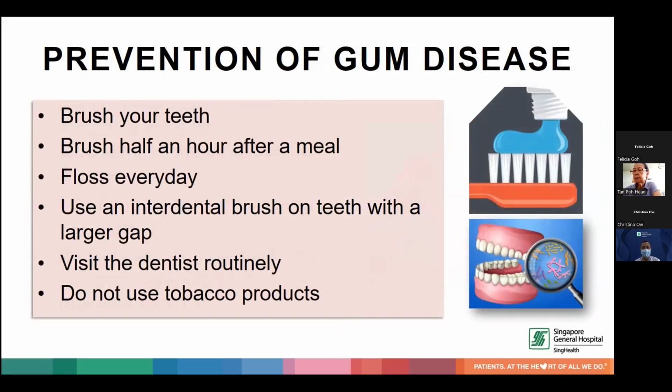Prevention of gum disease. Plaque forms within hours after it has been removed from your teeth. Effective removal of plaque can help to prevent gum disease. These are some preventive steps. Brush your teeth. Brush half an hour after a meal. Floss every day. Use an interdental brush on teeth with a larger gap. Visit the dentist routinely. Do not use tobacco products.